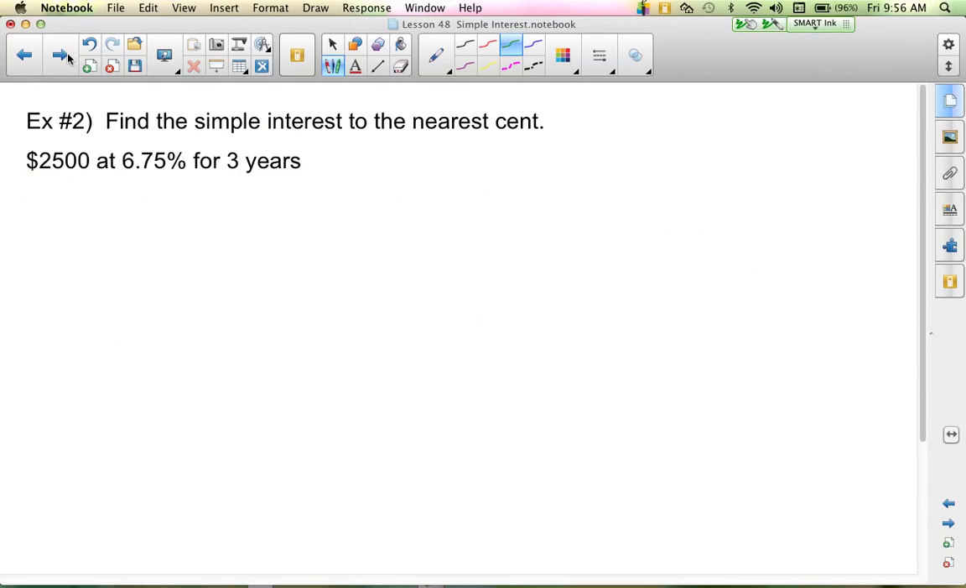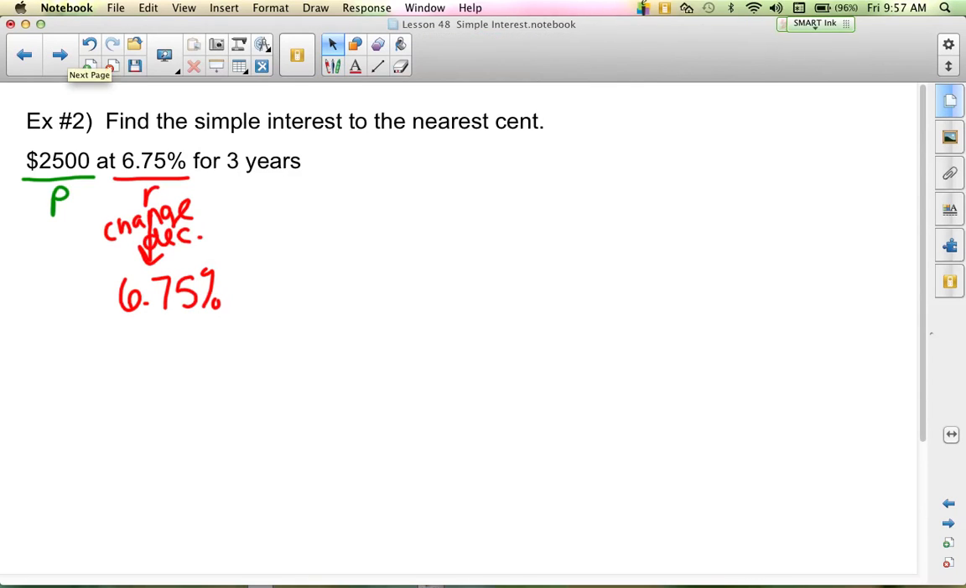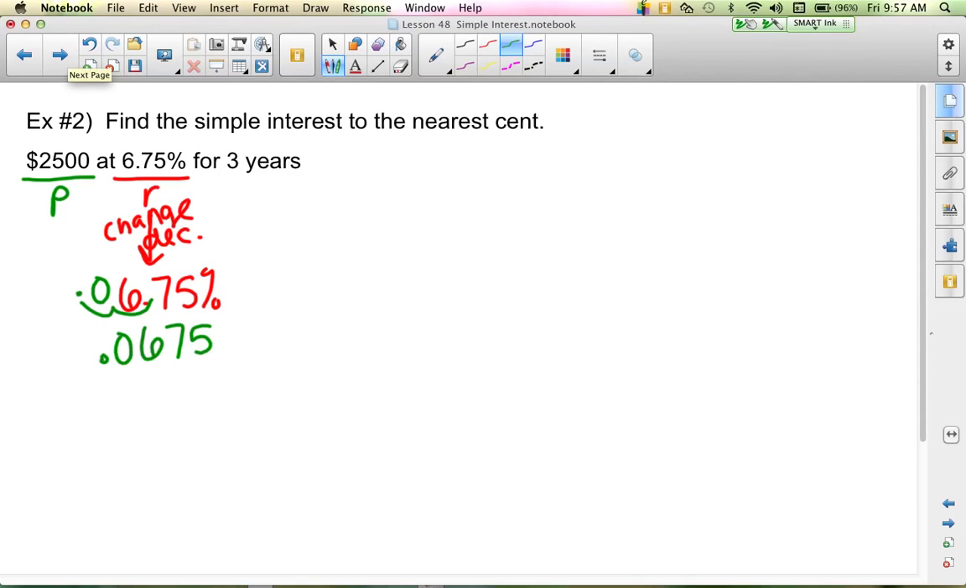Example number 2. Same thing. Find the simple interest to the nearest cent. So we have our principal amount, how much we start with. Then we have our rate. Remember, the rate we have to change into a decimal. So we have 6.75%. To change that into a decimal, we move the decimal place to the left 2 times. Now there's an empty space there to fill with a 0, so it becomes 0.0675. And finally, the amount of years I'm going to leave it in there, that's my time. I'm going to leave it in for 3 years.